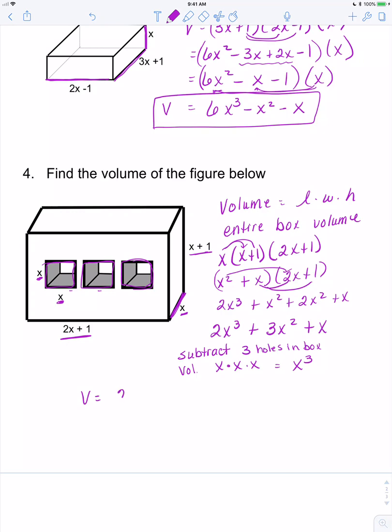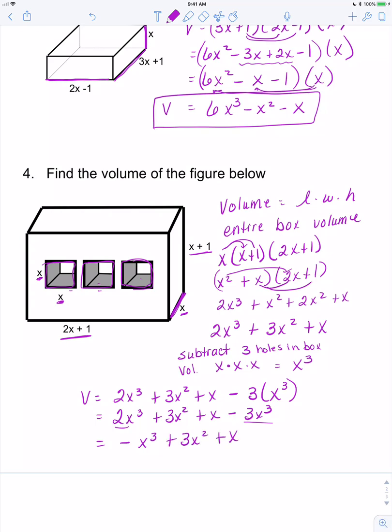So the volume of the whole box is 2x cubed plus 3x squared plus x minus the x cubed, but we have 3 of those, so we're going to say minus 3x cubed. And that leaves us with, combining like terms, negative x cubed plus 3x squared plus x. And that is the expression for the volume of that box.